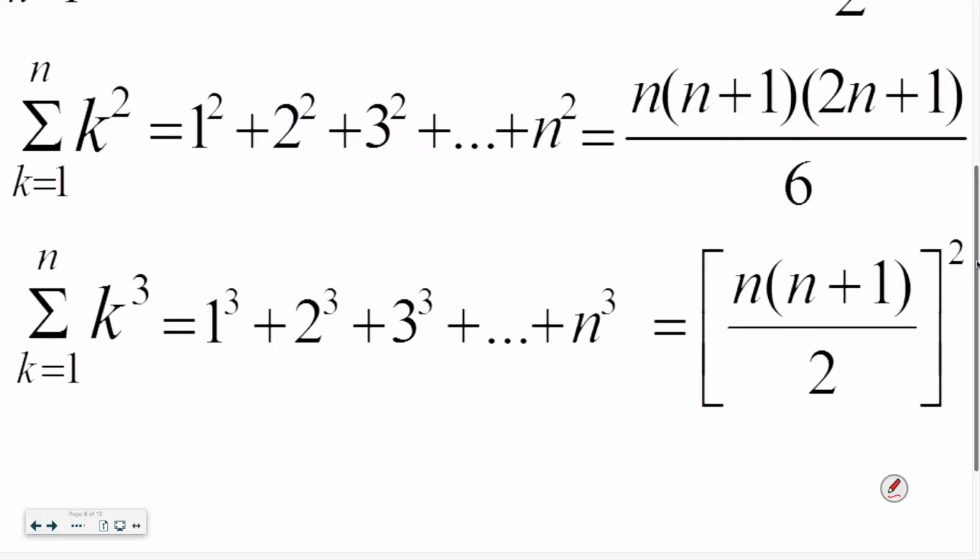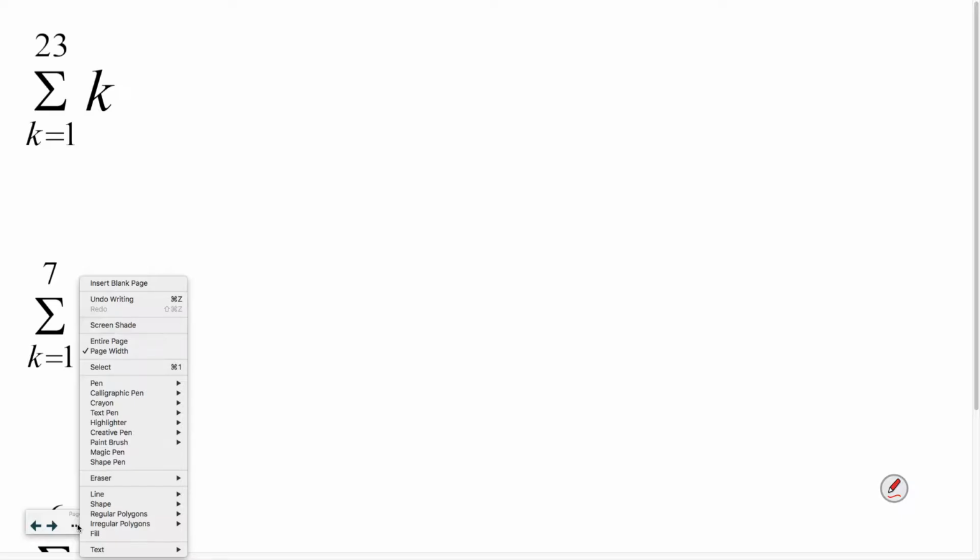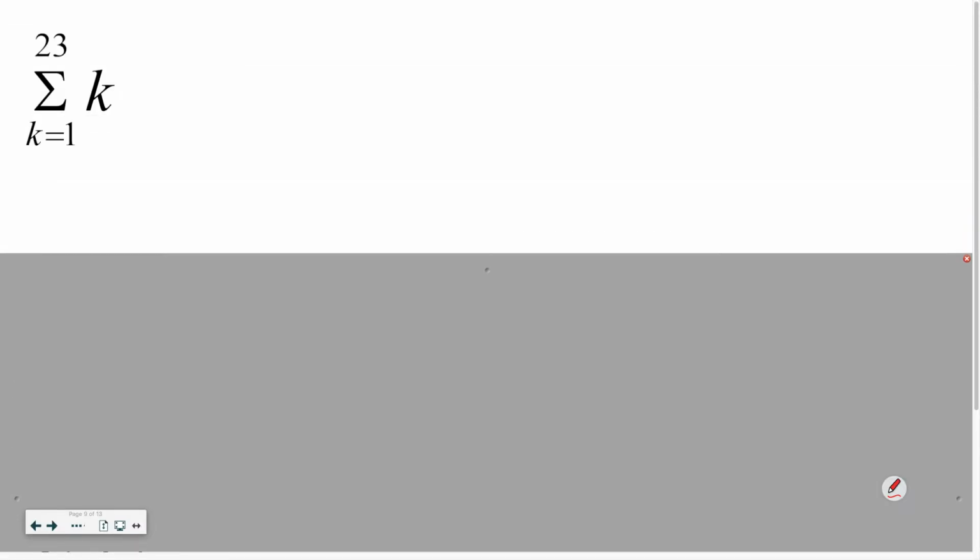For example, just making sure we're all good to go. Okay, for example, I don't know why I don't have screen shades on any of these. The summation from 1 to 23 of k. Write it down.